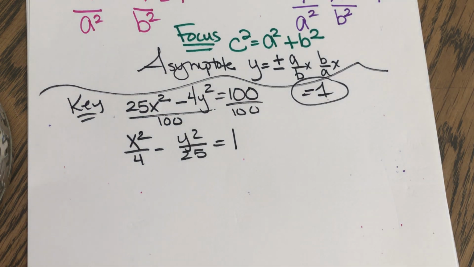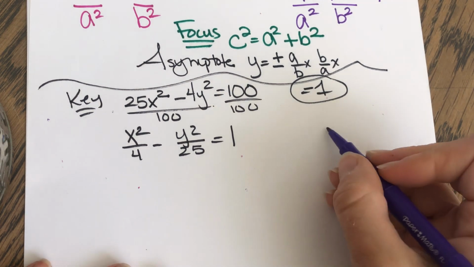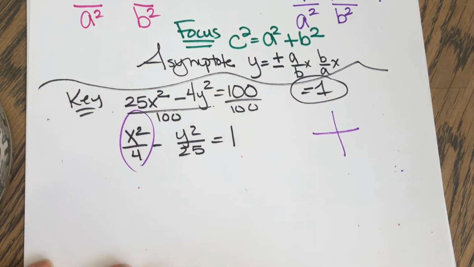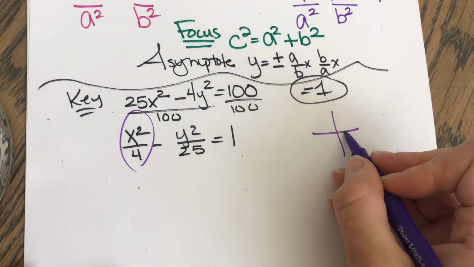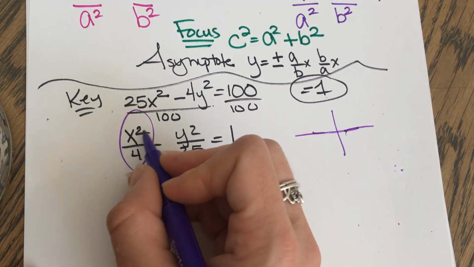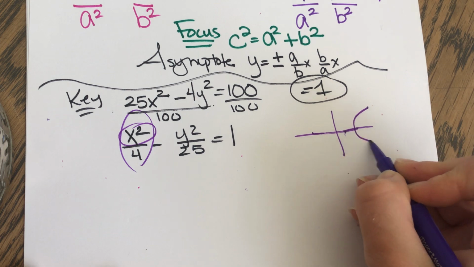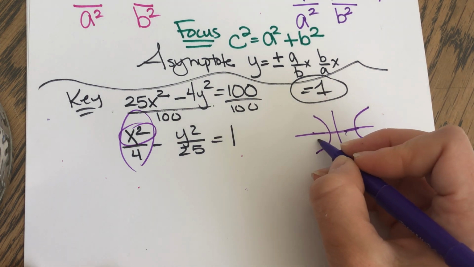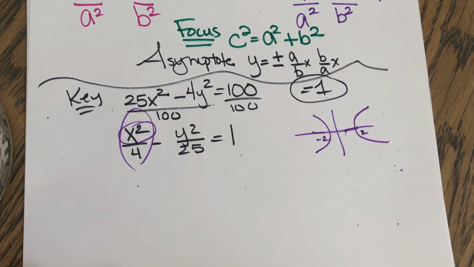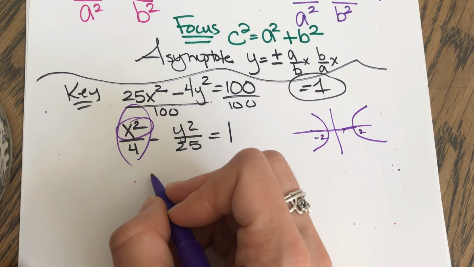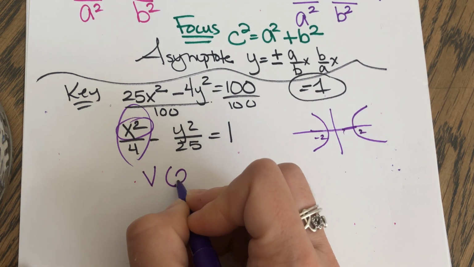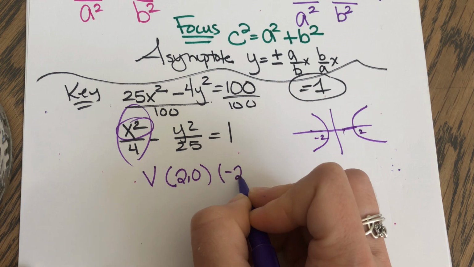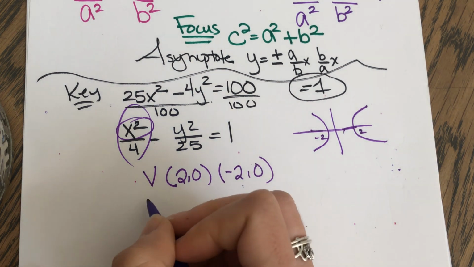All right, so for this one, if you wanted to sketch it, we can sketch it, but you're always looking at who's starting it. In this case, the x squared is starting, so we should know it's going to be on the x-axis. You can just put negative 2, 2. That's fine. So in this case, my vertices are on the x, so (2, 0) and (negative 2, 0).